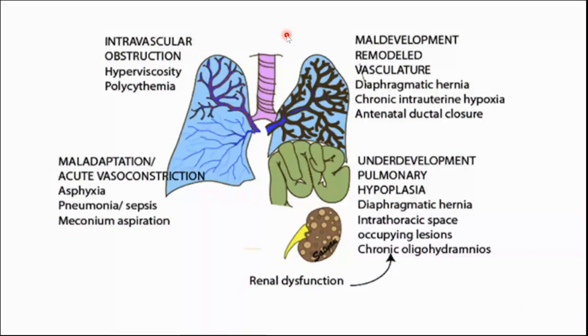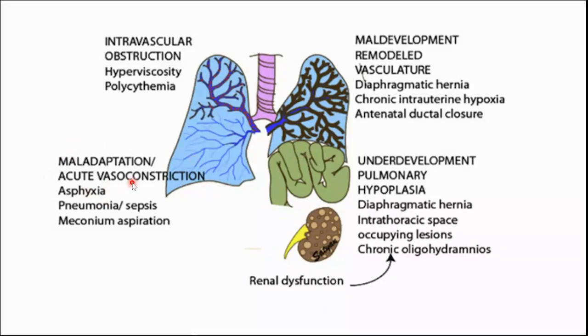And that's why we see babies having PPHN, or persistent pulmonary hypertension of the newborn. So let's see what are the causes contributing to this persistence of the fetal circulation, or persistence of this high pulmonary vascular resistance. Sometimes it's just the maladaptation or acute vasoconstriction occurring at the level of the pulmonary vessels.